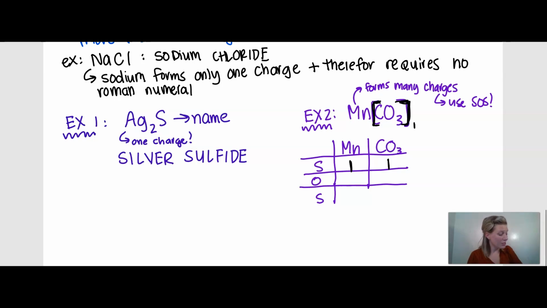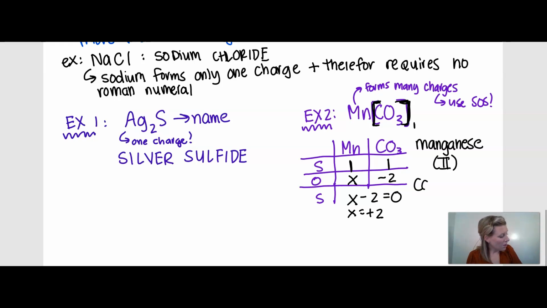Oxidation numbers or charges: Mn is unknown, X. CO3, we can find the charge on reference table E. It's a -2. So now we get X minus 2 equals 0, and we get X equals +2. And now from here we can name this manganese(II) carbonate.